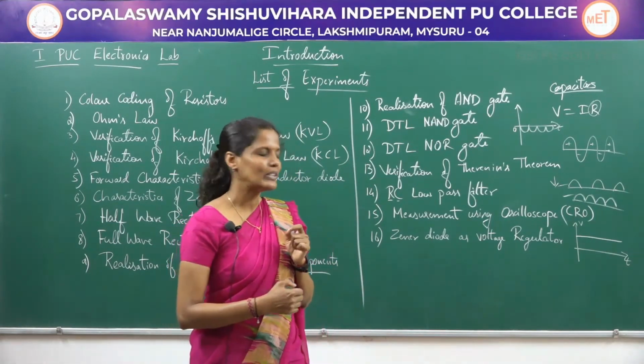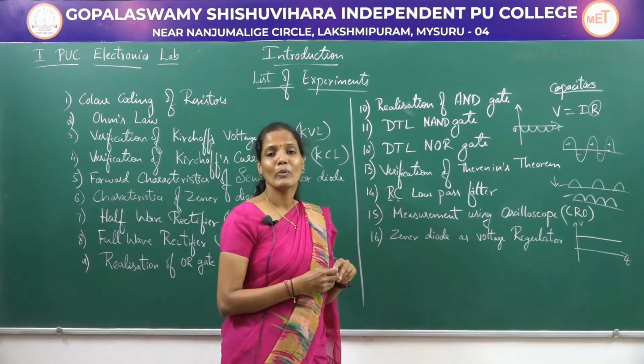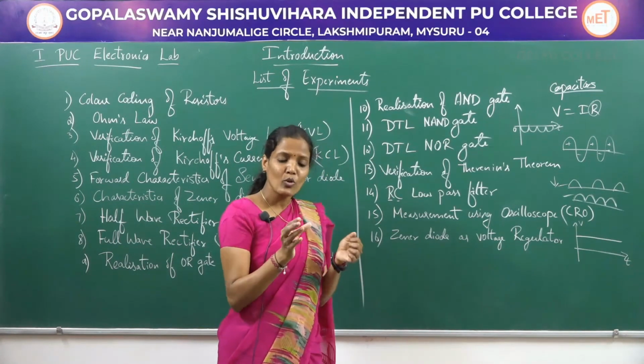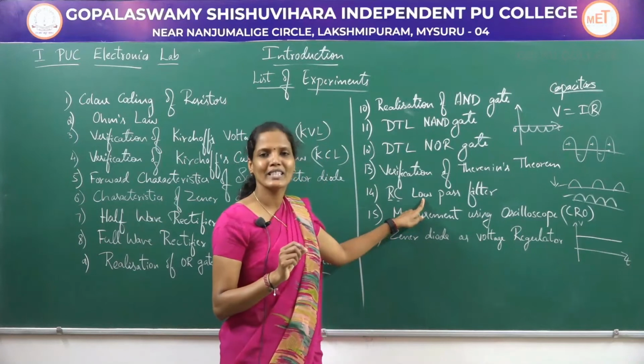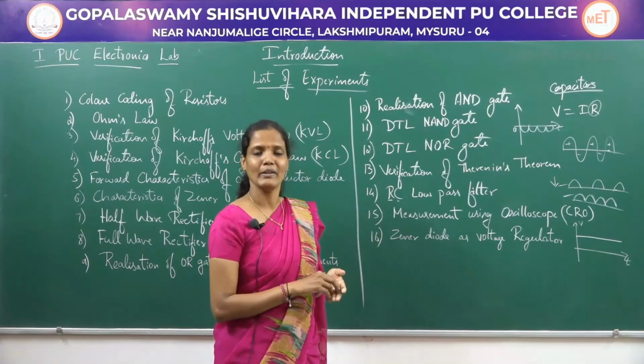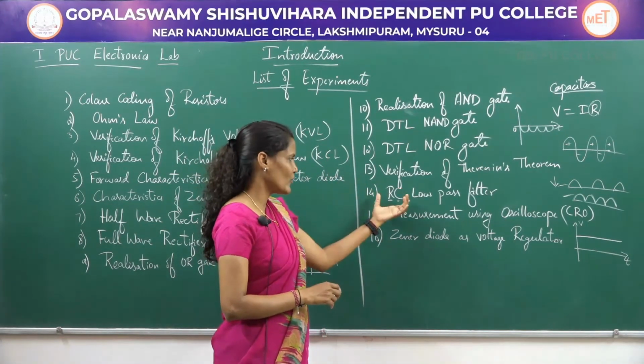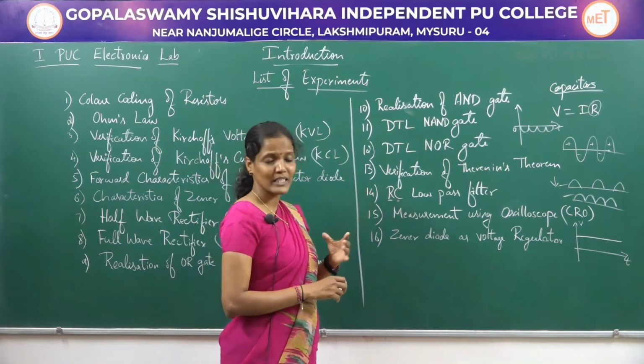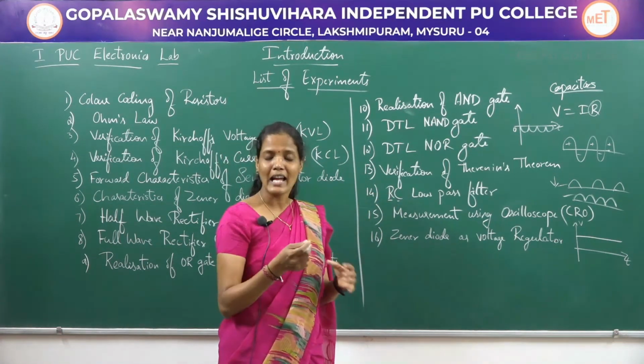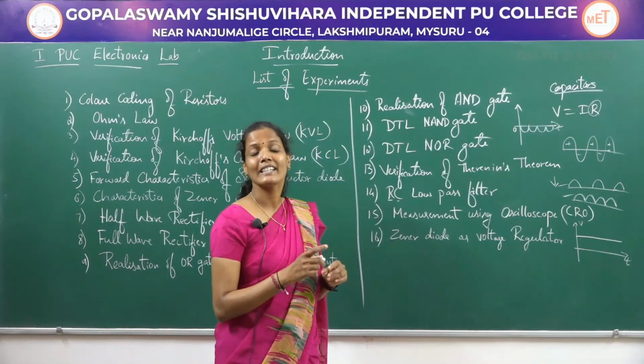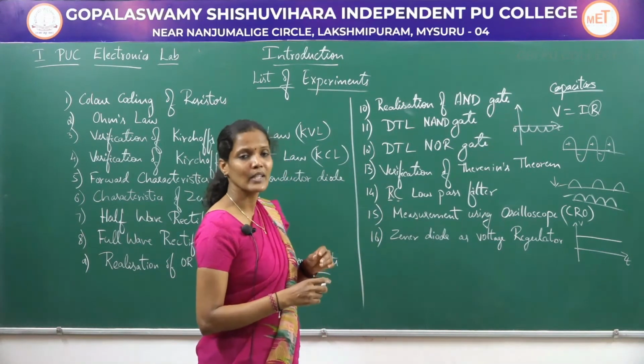So one of the basic filtering circuits is the RC low pass filter circuit, which allows only the low frequency signals and removes the high frequency signals. That we are going to study in this particular experiment, and we will also plot a graph through which you will get a clear idea about this low pass filter.